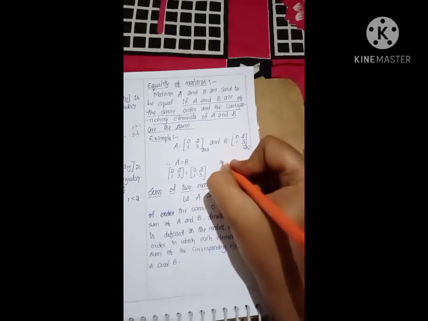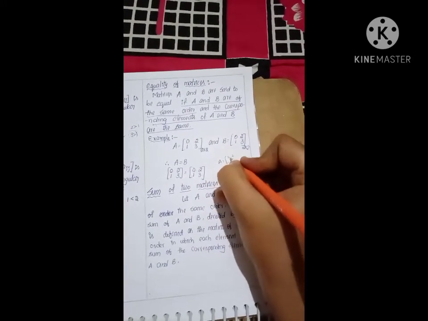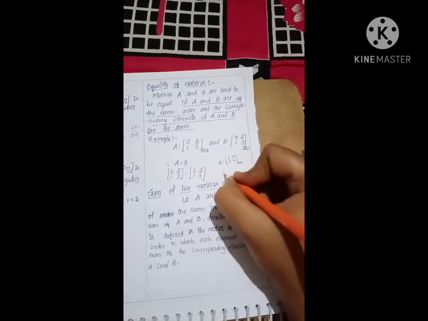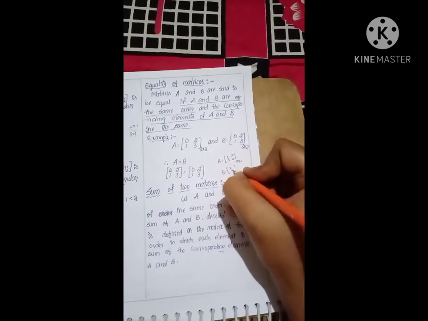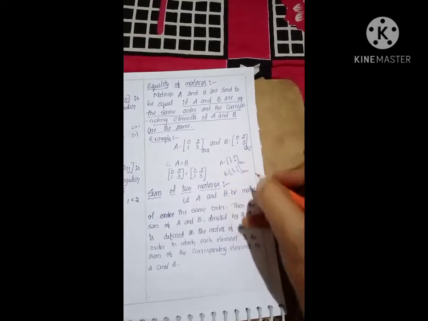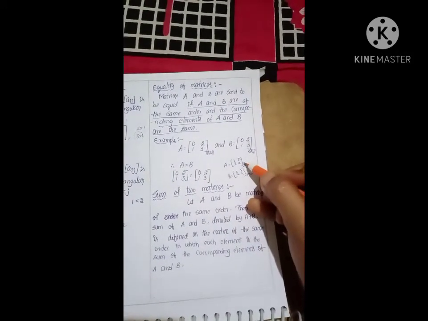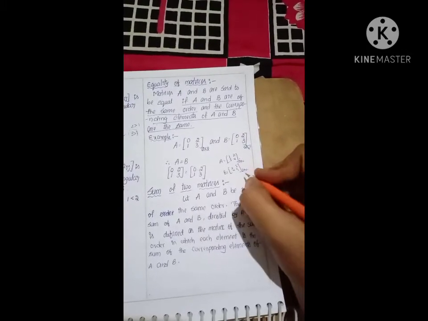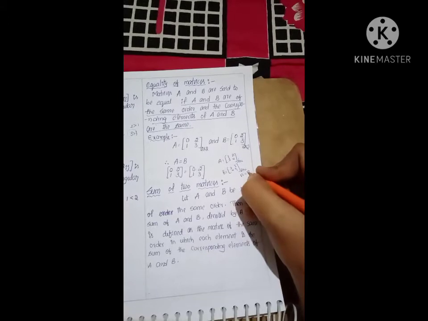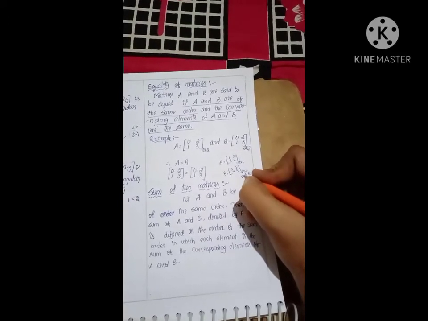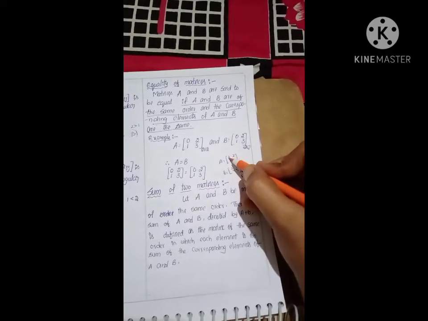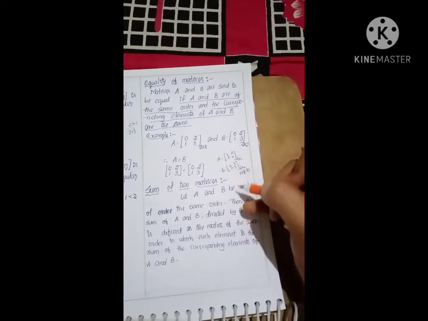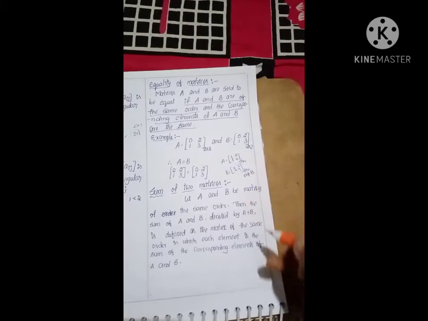Suppose you can take here A equal to 1, 2, 3, 4. Order is 2 by 2. B equal to 2, 3, 4, 5. Order is 2. Order is same but these two matrices are not equal because the corresponding elements are not equal. Okay, in first row first column, element is 1, here first row first column element is 2, so that's why A is not equal to B.